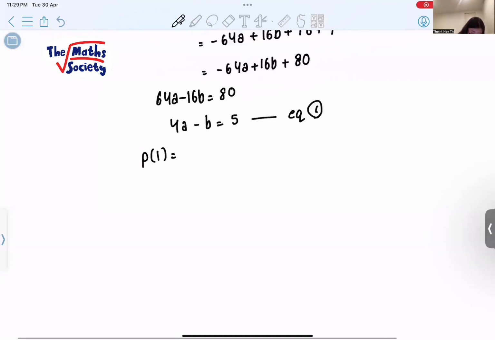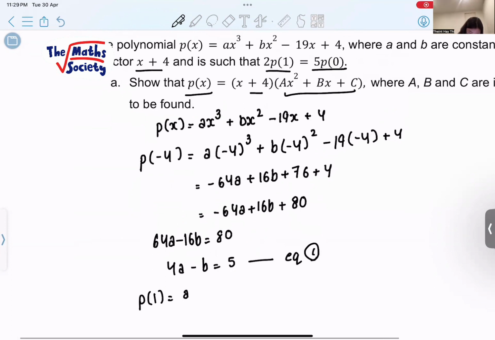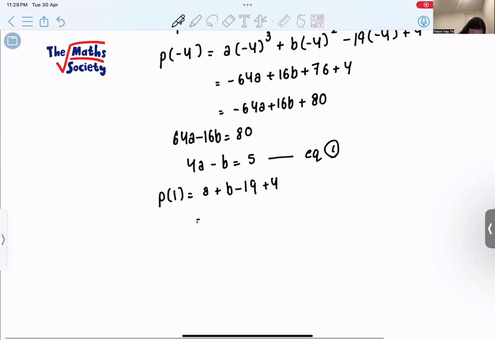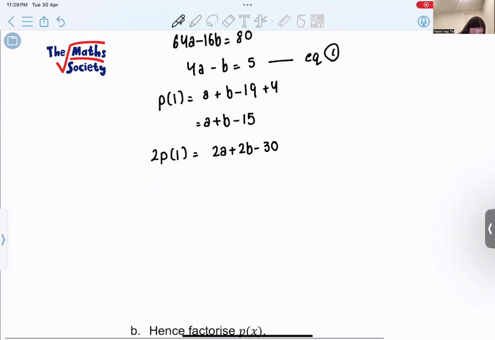P of 1 is going to equal to a, which is 1. So a plus b minus 19 plus 4. It's going to be a plus b minus 15. And we want 2p of 1, yeah? So we just multiply it. 2a plus 2b minus 30. Yep, and then we want 5p of 0. P of 0 is just going to be 4, so 5 times 4, which is going to be 20.